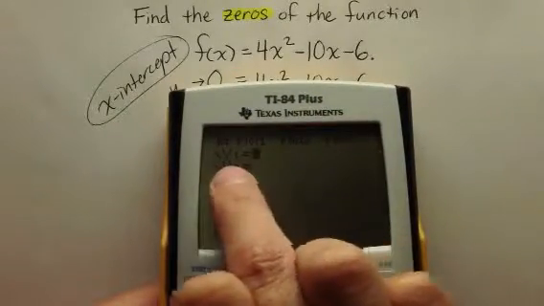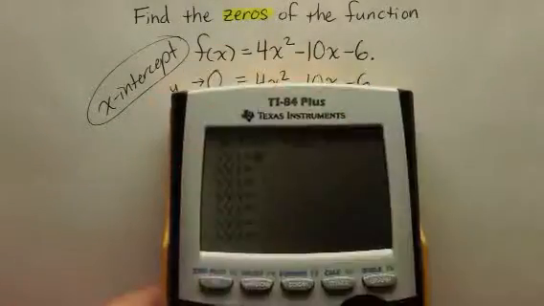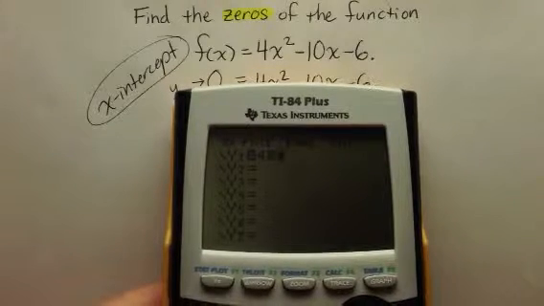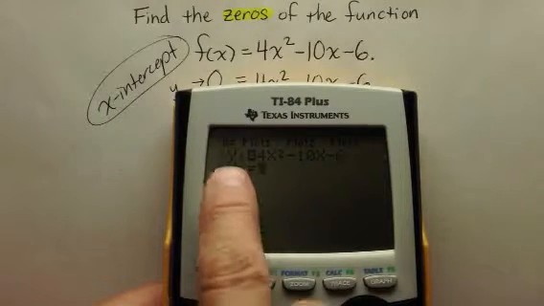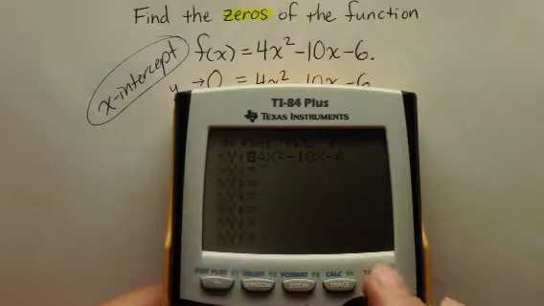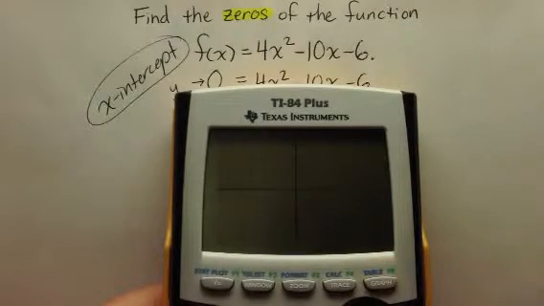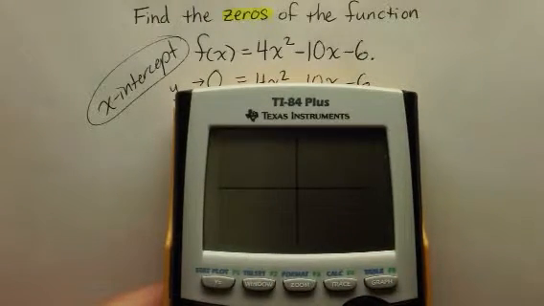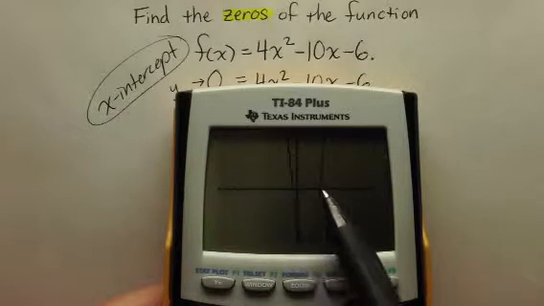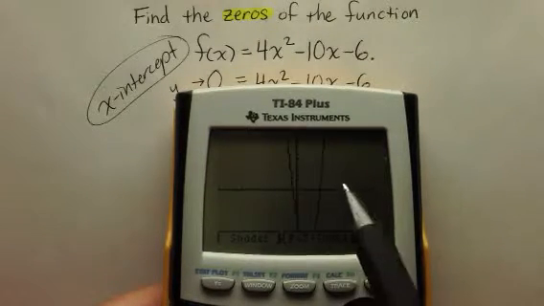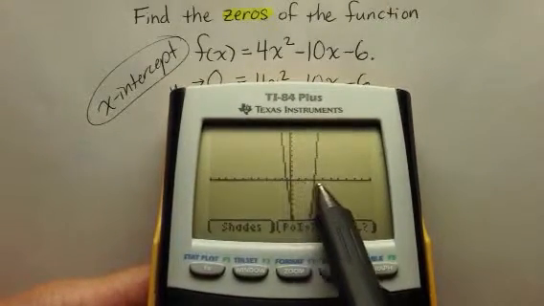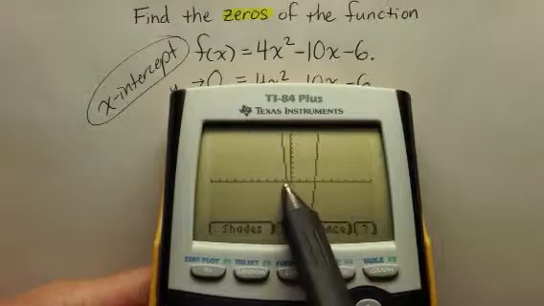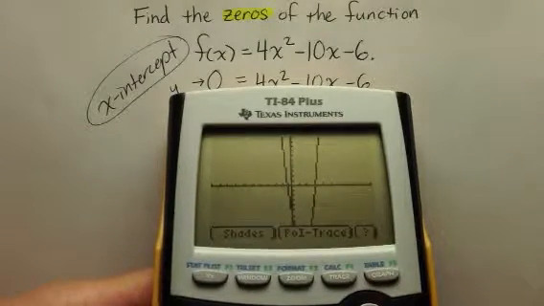Now remember, y is f of x, so when we put the expression in here, we're looking on the graph, where is y equal to 0? And when we look at the graph, what we're looking at are the x-intercepts. We can kind of guess by looking at this. It looks like maybe one's at 3 and the other one's hopefully around -1. Let's look in the table.